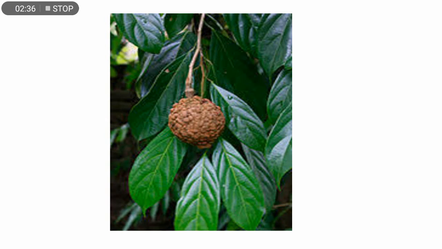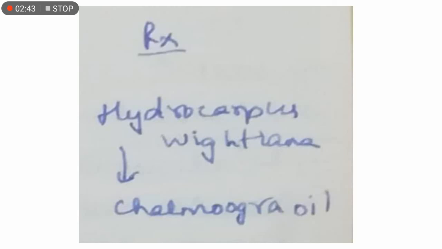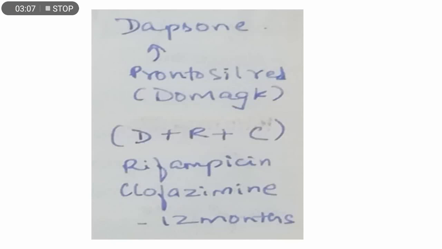So this is a plant from which the drug was taken previously, but nowadays we don't need the drug anymore. The plant name is Hydnocarpus wightiana, from which Chaulmoogra oil was drawn, and Chaulmoogra oil was previously used to treat leprosy. And this is the person who was behind the discovery of the drug dapsone, which is daily used for leprosy treatment. So this is the person. His name is Domagk, and he derived dapsone from Prontosil red.